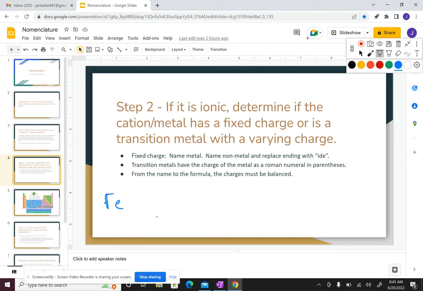So if we have iron, or we have FeCl2, and we want to name that compound. Well, we start by writing the iron, because Fe is iron. And then because it's a transition metal, we need to write the charge of that metal as a Roman numeral in parentheses. But how do we know what that charge is? Well, the easy way to do it is do a backwards crisscross.